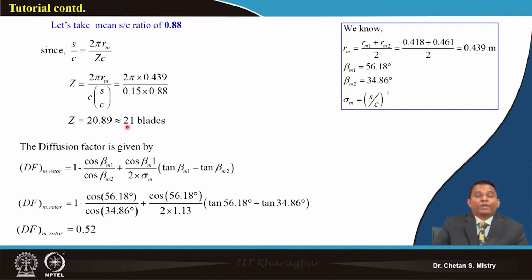Here you may argue, sir, why are we not assuming the diffusion factor? Just understand one thing, we keep an eye on parameters like de Haller's factor, degree of reaction, and diffusion factor. One of the parameters we have already assumed, that is our degree of reaction. So it is preferred not to assume a second parameter also. That may give you a very aggressive design. So in order to avoid that kind of situation, we are assuming our S by C ratio, or pitch to chord ratio, as 0.88. If we put that as the number, the diffusion factor is coming 0.52.